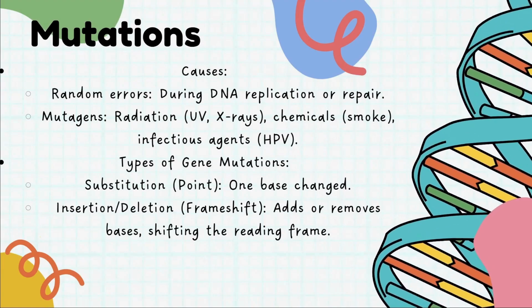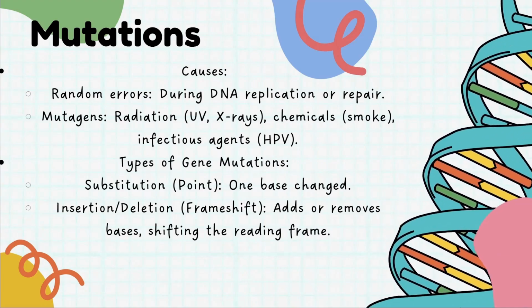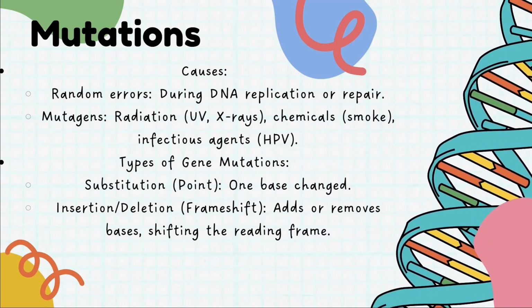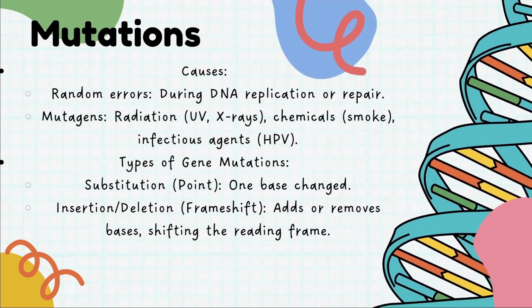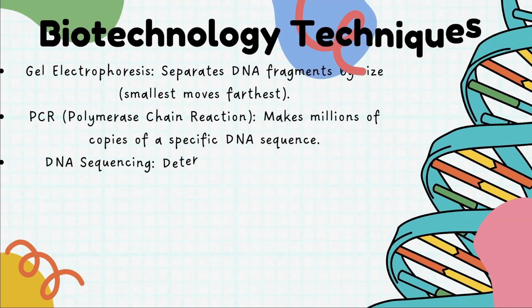Mutations. The causes are random errors during DNA replication or repair, and mutagens: radiation like UV or X-rays, chemicals like smoke, and infectious agents like HPV. Types of gene mutations: substitution, where one base is changed, and insertion/deletion, which is a frameshift that adds or removes bases, shifting the reading frame.